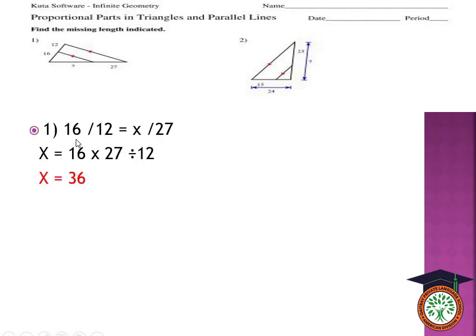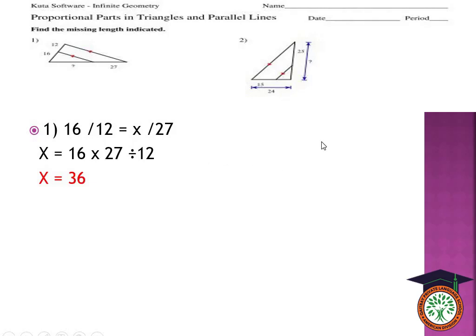We can say that the first ratio is 16 over 12 equals, I can name this missing part with a question mark, x over 27. So I wrote here the first ratio equal to the second ratio, and now it's too easy to find the missing variable x by using cross multiplication. So the value of x equals 16 times 27 divided by 12, which is equal to 36. So the length of this part will be equal to 36.